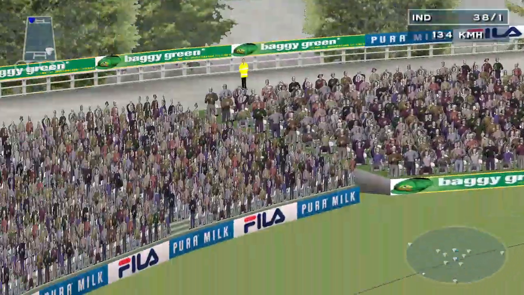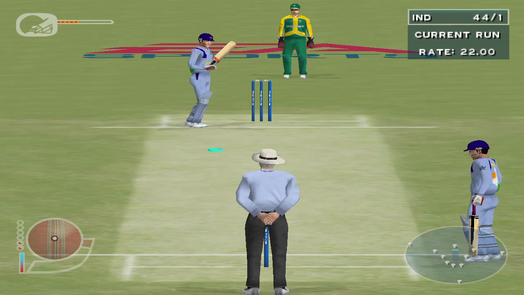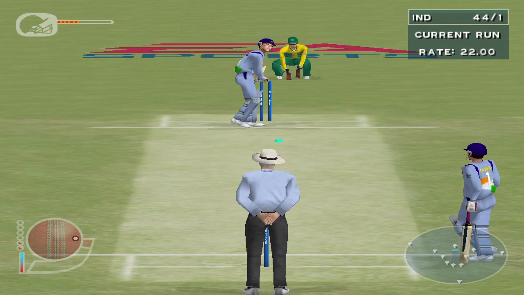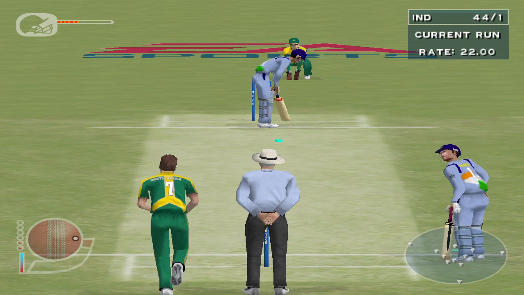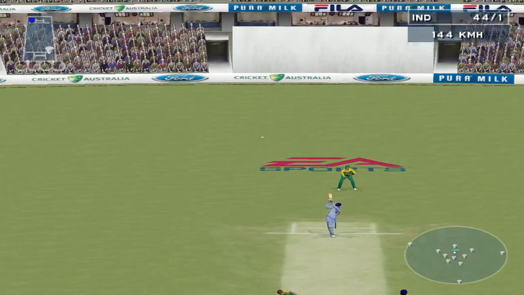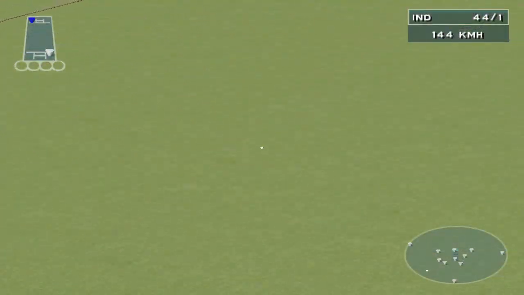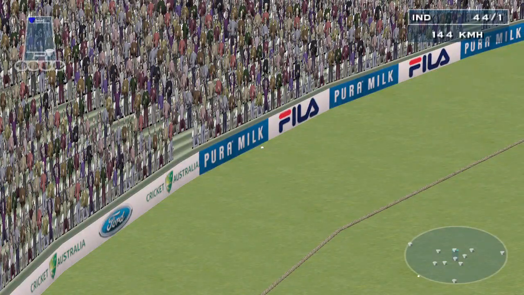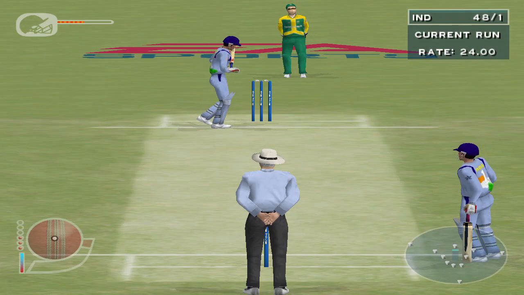That's cleared the rope. 6 runs. The bowler can't believe it, but it is out of the ground. 6 runs. Pollock at the start of his run-up. That's over the infield and racing away for 4. Picked up very early by Ganguly. He hit that over the field superbly. Pollock continues.